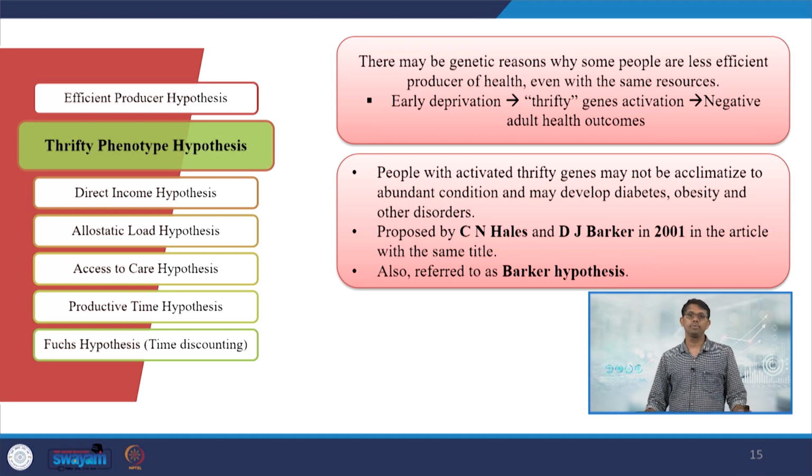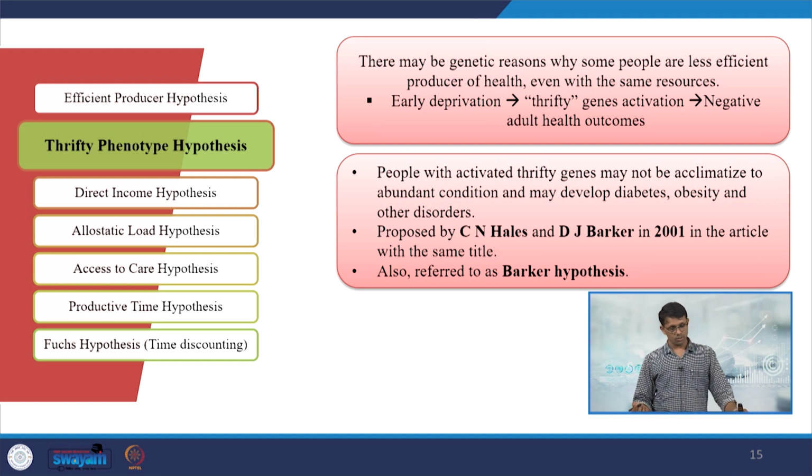This means that there may be genetic reasons why people are less efficient producers of health even with the same resources. The early deprivation, if any, even if we are quite rational in terms of our economical spending, because of early deprivation etc., this has thrifty genes activation, and because of the thrifty approach, there will be negative adult health outcomes, and it has long consequences with its early deprivation.